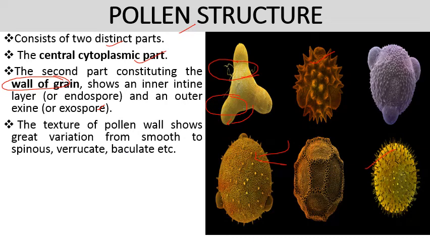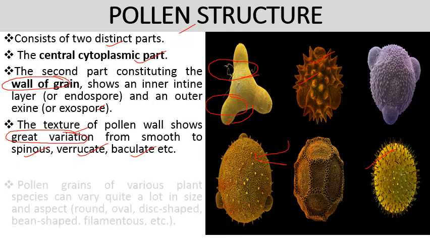The texture of pollen wall shows great variation. जो exine है उसमें बहुत सारी variations होती हैं, which varies from smooth to spinous, verrucate, baculate, and this is very important from the taxonomic point of view. It helps in classification of plants. These pollen exine patterns help in classification. They have great taxonomic importance.